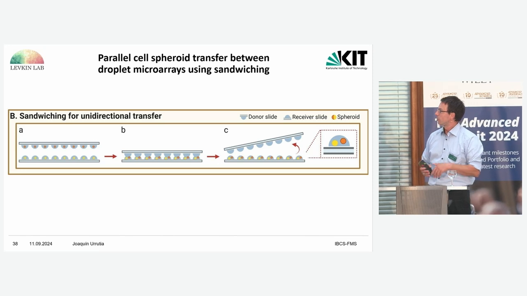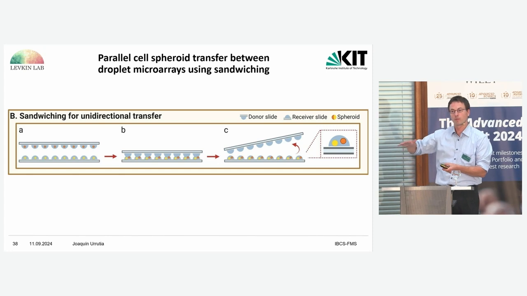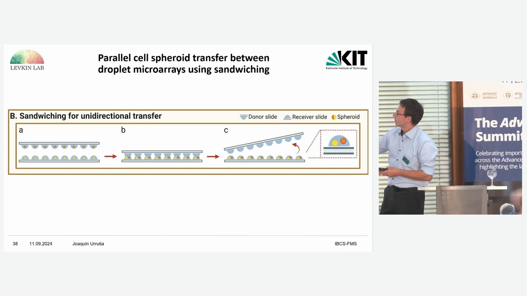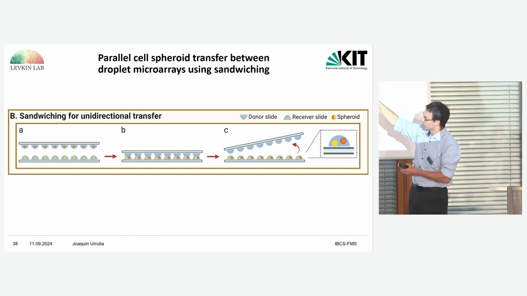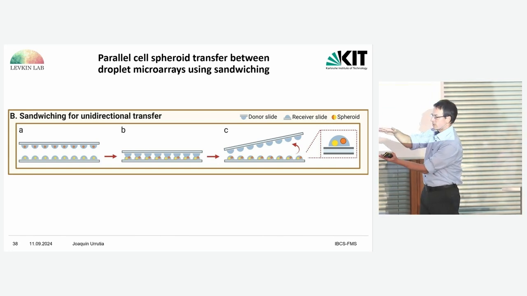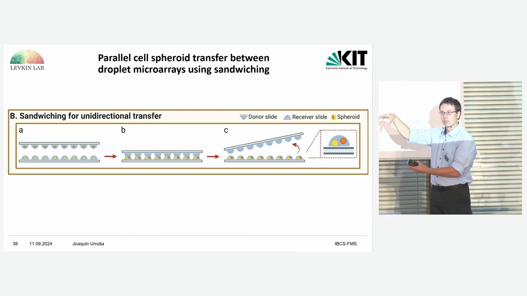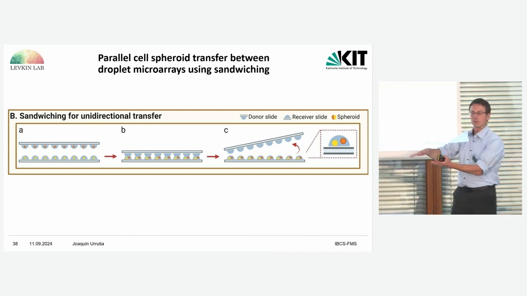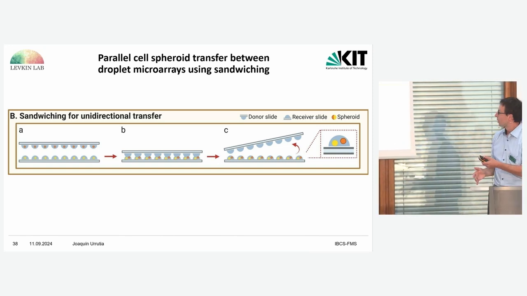Another interesting application of the sandwiching method is to do parallel addition of spheroids, or transfer from one slide to another. And so here's a scheme. If you do the sandwiching between two arrays containing individual cell spheroids, during this sandwiching step, when the liquid bridges are formed, spheroids precipitate to the bottom slide, and when you open it, they will become trapped in the bottom droplets in parallel.